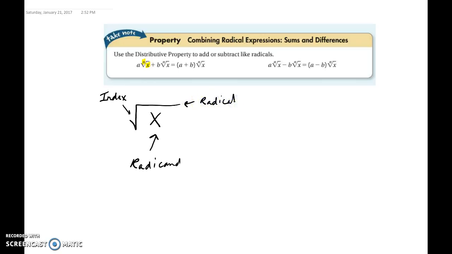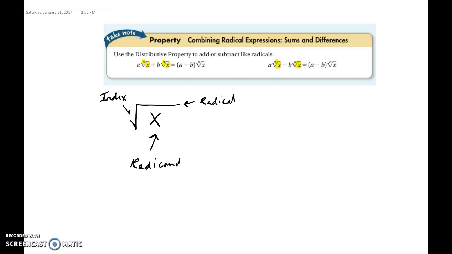All right, so when we are adding or subtracting radicals, everything has to be the same. It needs to be the same index and the same radicand. So what's on our inside has to be exactly the same. Same thing when we're subtracting. It needs to be the exact same radical. It needs to be identical.